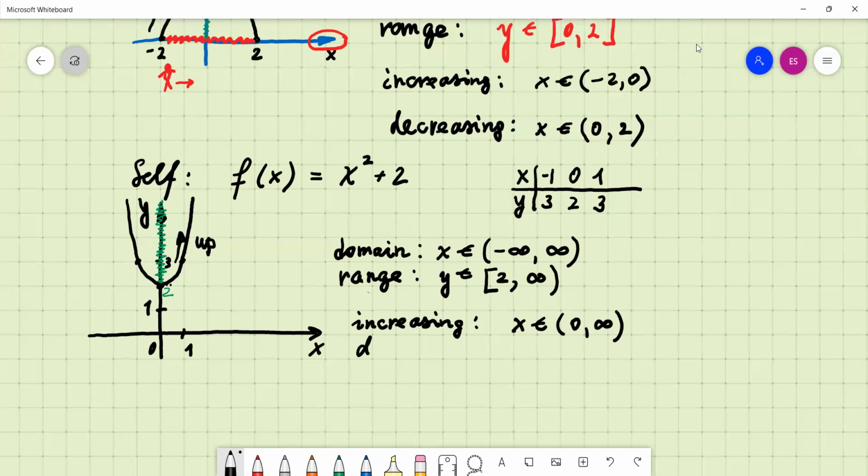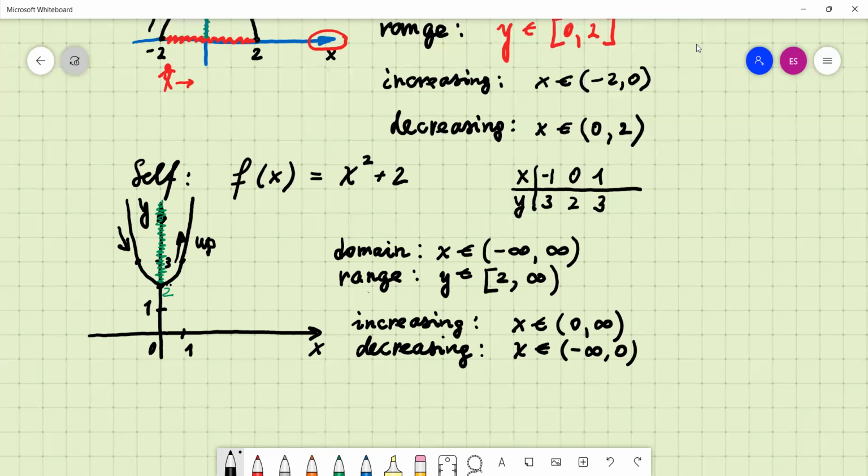So we want to know like between which coordinates we are climbing up. Okay, decreasing. Well, for decreasing, we go down over here, right? From -infinity to 0. So I'm going to write down from -infinity to 0. And yes, we did answer all the questions.